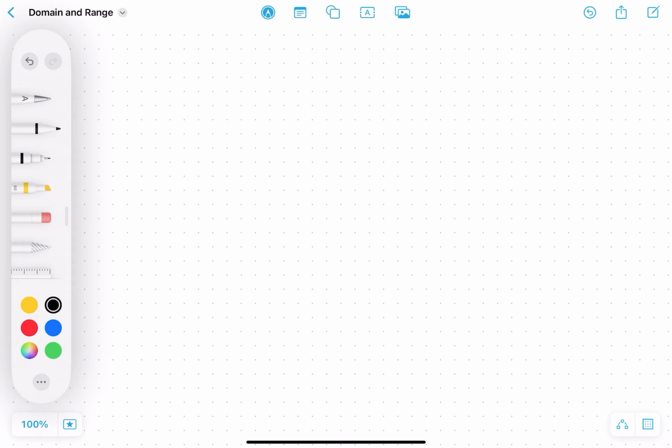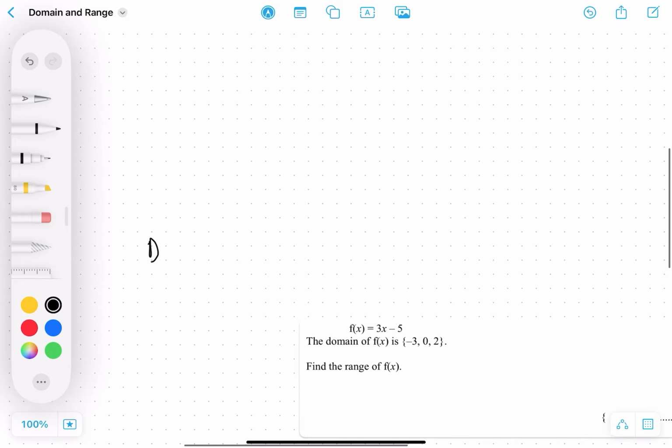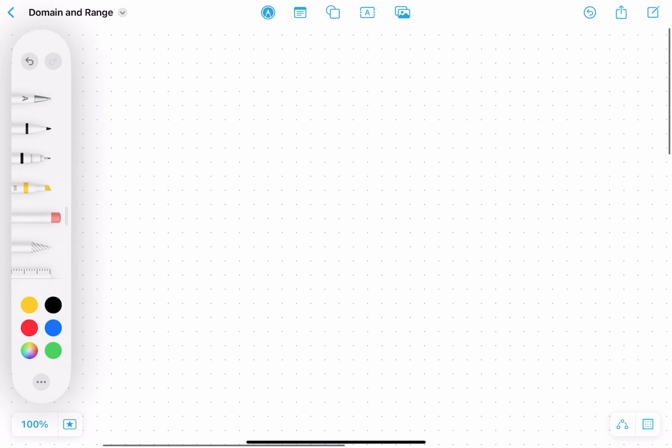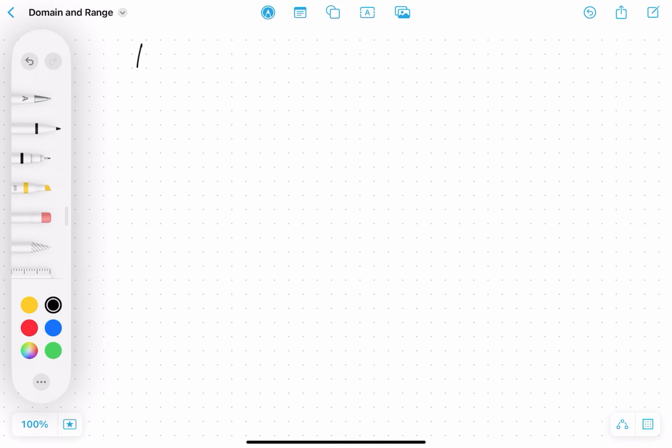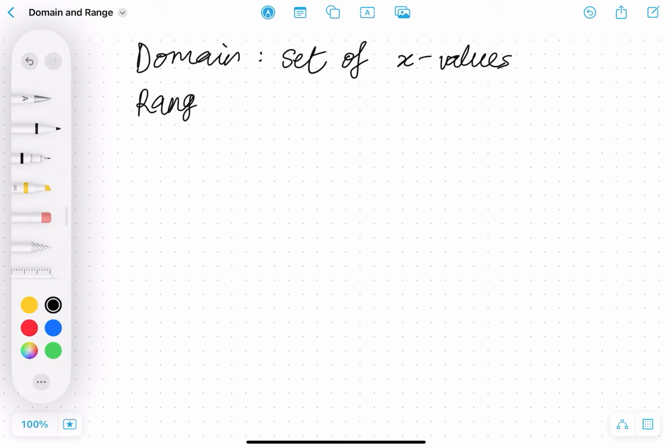So before we start, we need to understand what the terms domain and range actually mean. The domain of a function is the possible set of input values, or the possible set of x values. And so if the domain is the possible set of input values, that means that the range must be the possible set of output values, or y values.